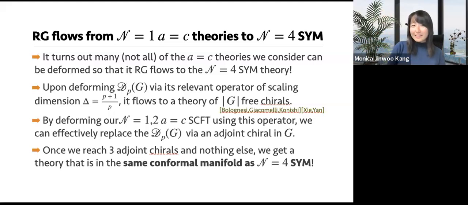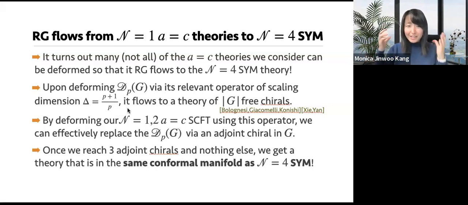Now, upon deforming these individual DG theories via the relevant operator of scaling dimension (p+1)/p, it flows to a theory of just the dim G of the rank G of the 3 chirals. So by deforming our N=1 and N=2 a=c theories that we've constructed thus far using this particular operator, we can effectively reduce this DG theory via an adjoint chiral in G. Once we reach 3 adjoint chirals and nothing else, we get a theory that is in the same conformal manifold as N=4 super Yang-Mills.